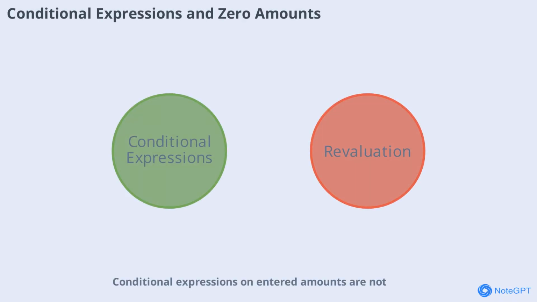Additional expressions on entered amounts are not supported in the General Ledger Calculation Manager. If you need to nullify differences between accounted debit and credit amounts, use revaluation instead. Similarly, generating allocation journals with zero entered amounts and non-zero accounted amounts is not feasible. Revaluation is the recommended workaround.